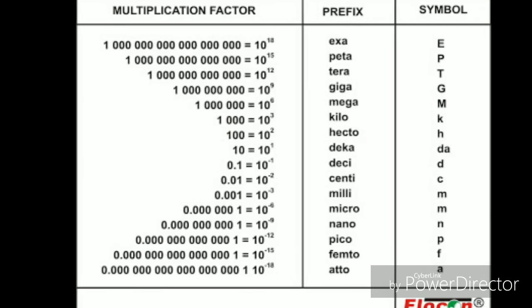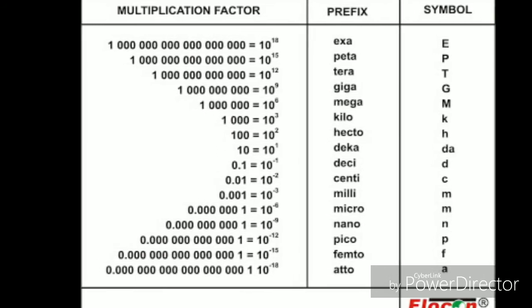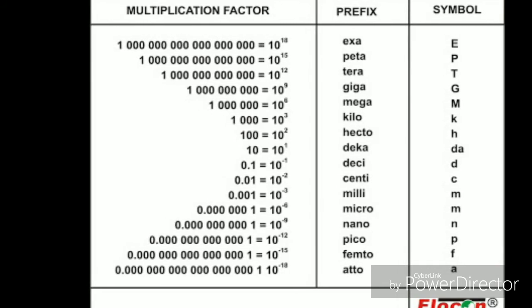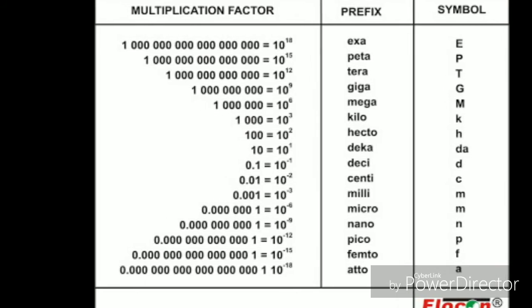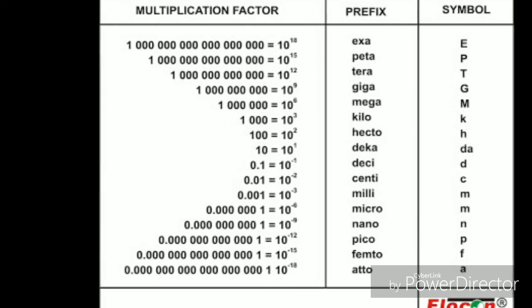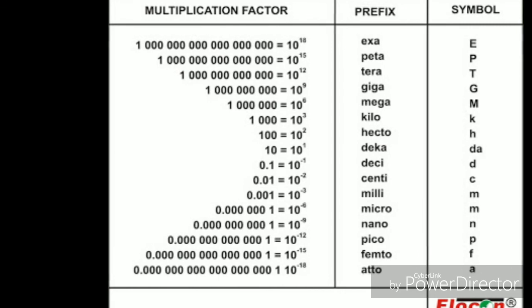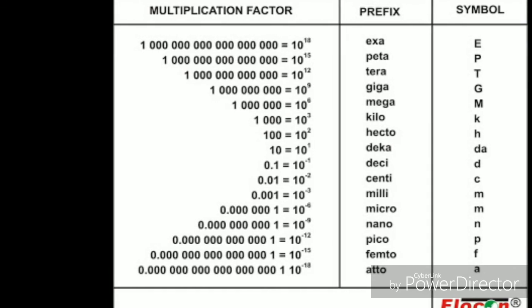Deca means 10 or 10 raised to 1. Hecto means 10 square. Kilo means 10 cube. And mega means 10 raised to 6. Giga means 10 raised to 9. Tera means 10 raised to 12. And peta means 10 raised to 15. And exa is 10 raised to 18.